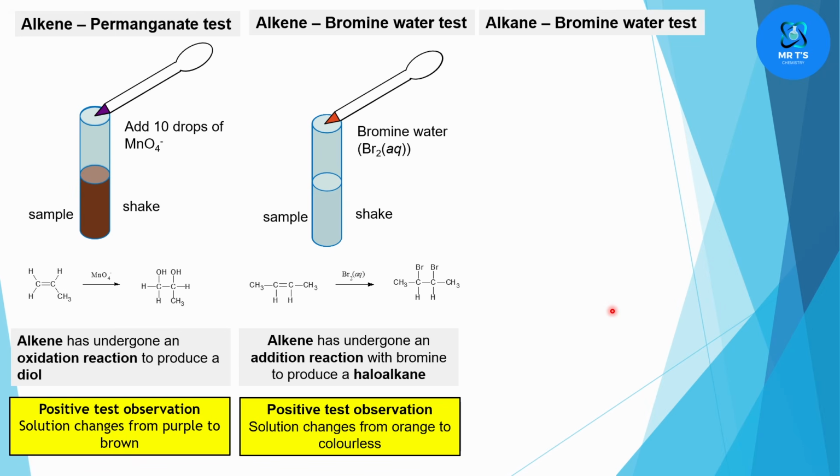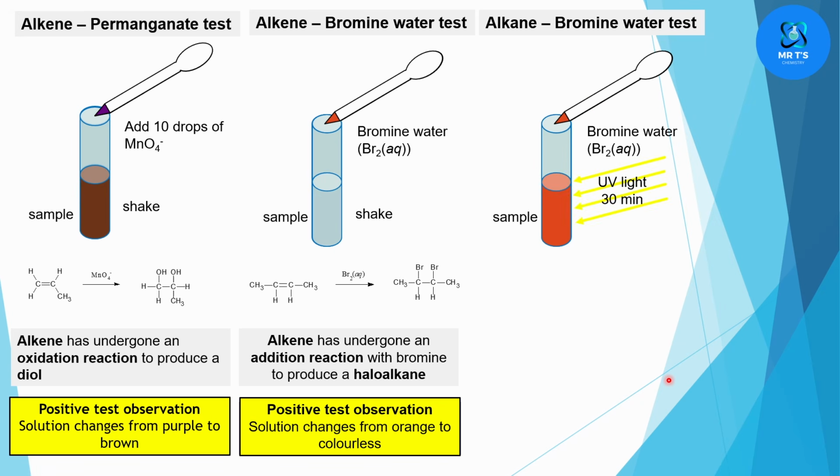We can also do a bromine test with an alkane or any other organic molecule that doesn't have a double bond or a triple bond. If we add the bromine water to a sample of alkane, it's going to stay orange. But in the presence of ultraviolet light, the light will react with the alkane chain, radicalize one of the hydrogens and remove it, and then that will react with the bromine. So it will take 30 minutes.